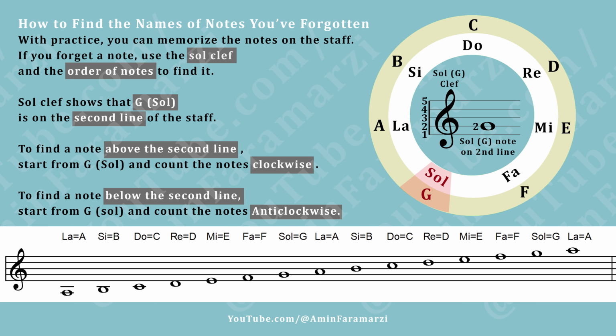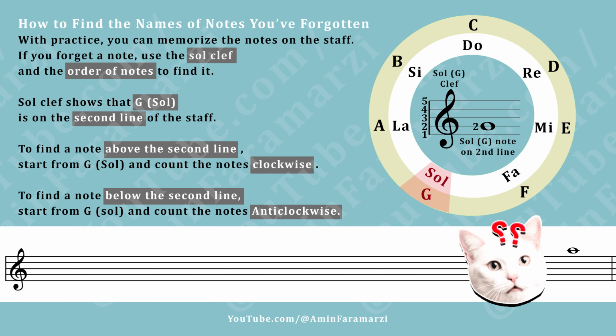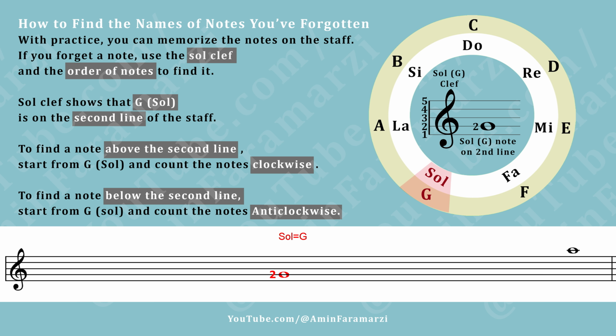How to find the names of notes you've forgotten. With practice, you can memorize the notes on the staff. If you forget a note, use the Sol Clef and the order of notes to find it. Sol Clef shows that G, or Sol, is on the second line of the staff.